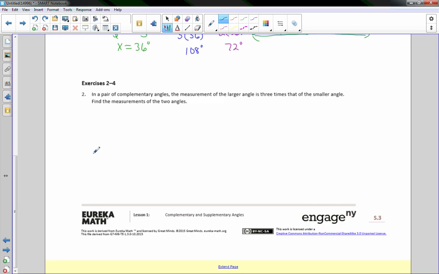So exercises 2 through 4 feed off of these examples. So please go ahead and try them. Pause the video, come back and see how you did.